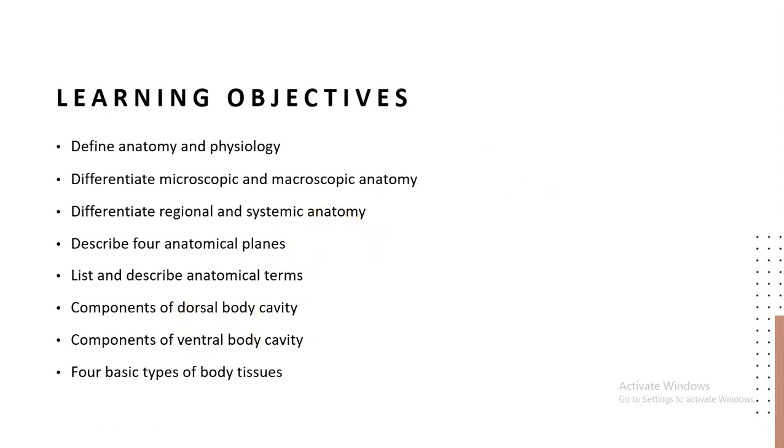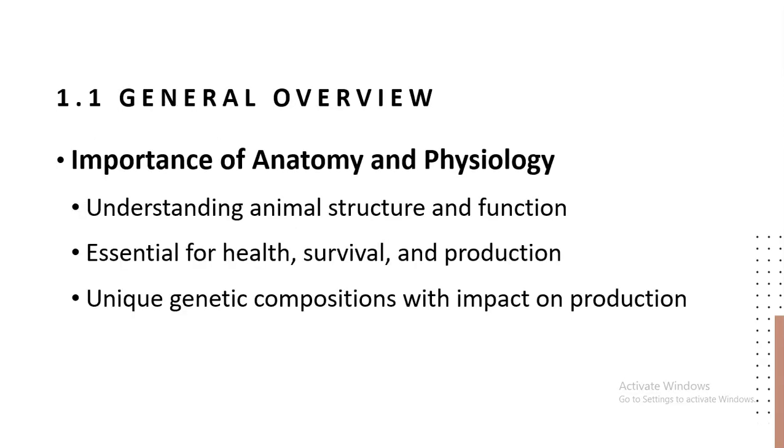You are also expected to be able to list and describe anatomical terms, the components of the dorsal body cavity, the components of the ventral body cavity, and explain or describe four basic types of body tissues. So these are the expected learning objectives for this module.